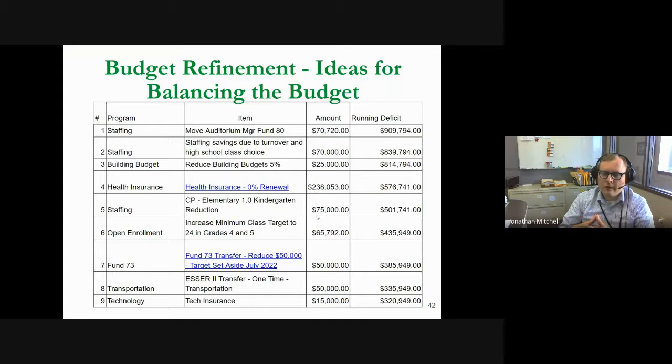We've then worked through our staffing model and looked at staff savings due to class choice at the high school level and identified potential savings there. We've discussed reducing building budgets by 5%. We have looked at the 5% increase projected for health insurance and discussed ways in which we could reduce that health insurance renewal to 0%. And so we have ongoing conversations with our benefit consultants about ways that we may be able to do that. And that would result in $238,000 in savings.